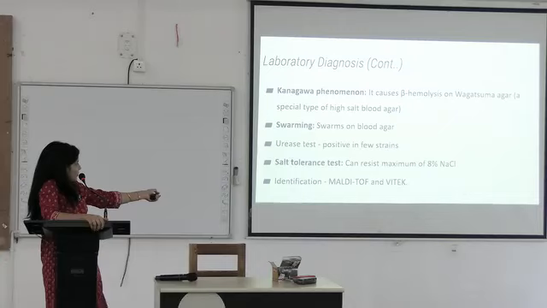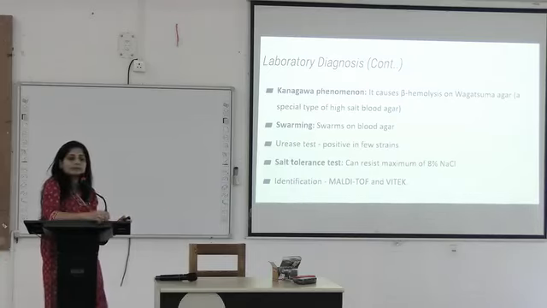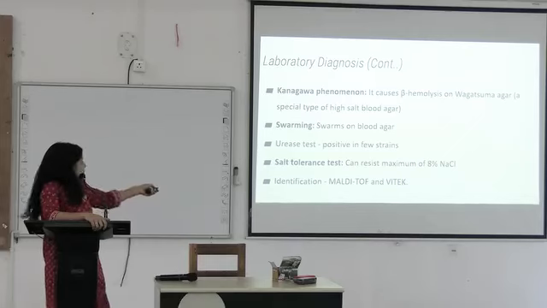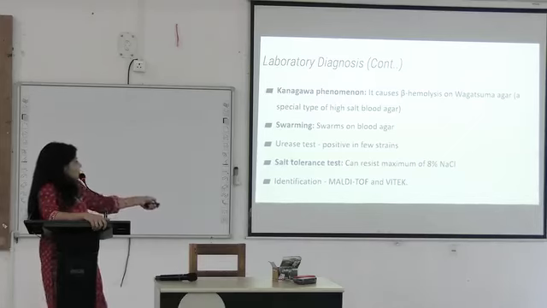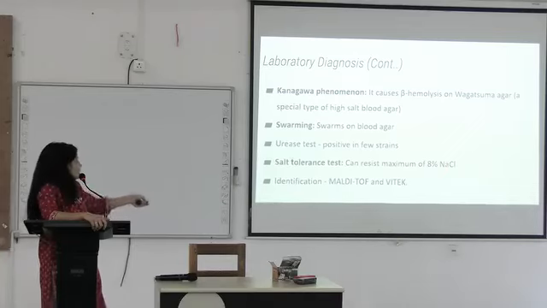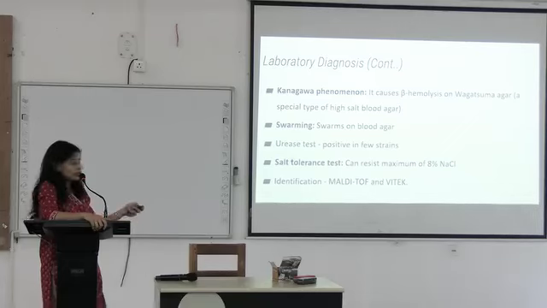Okay. This is also important. Where else have you seen swarming? They swarm on blood agar. Okay. Urease test is positive. Salt tolerance is about 8% of sodium chloride they can withstand, and you can go for identification through MALDI-TOF and Vitek.